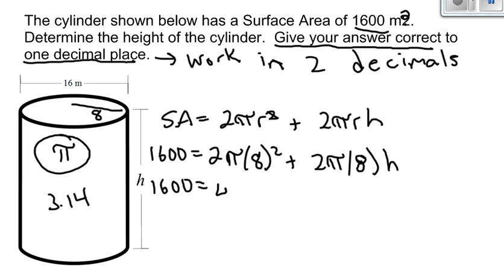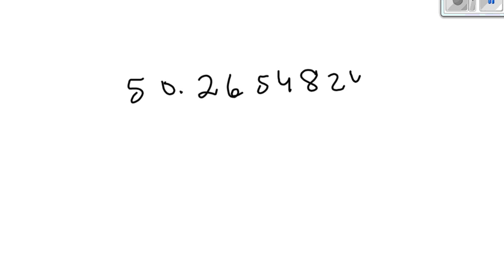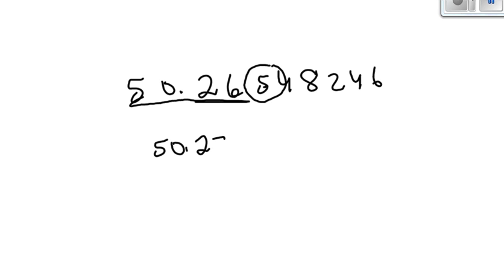So 402.12 plus, now 2 times pi times 8. Again, let's see what happens. I just got this in my calculator, 50.26548246. I want 2 decimal places. So 50.26, but the first number I eliminate is a 5. And because it's a 5, then I take 50.27.